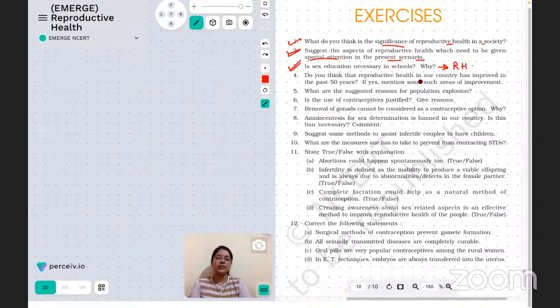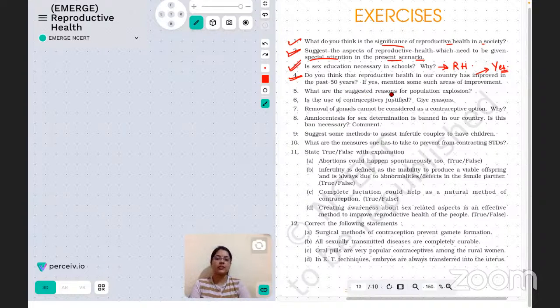Do you think that reproductive health in our country has improved in the past 50 years? If yes, mention one such area of improvement. Definitely improvement हुआ है. So you can say yes, there is an improvement. And वो improvement दो process के through हुआ है. One is the RCH program, which is the reproductive and child health care program, and family planning programs के through. तो ये दो examples आप इसमें दे सकते हैं.